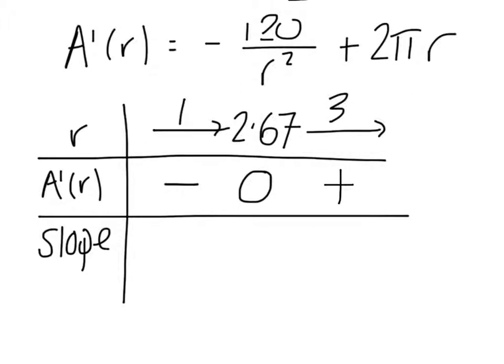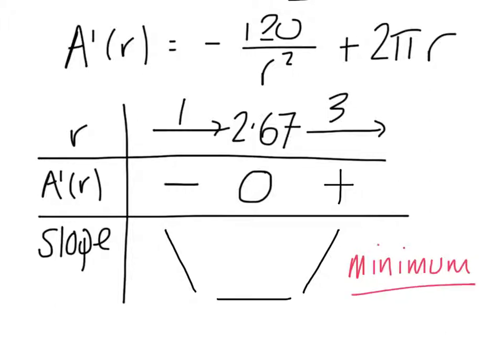That means our graph is sloping downwards, then it goes flat at the stationary point, and then it slopes back upwards. And we know that that is a minimum turning point. So now we have justified our answer. Our radius is 2.67, which gives the minimum surface area of the cylinder.